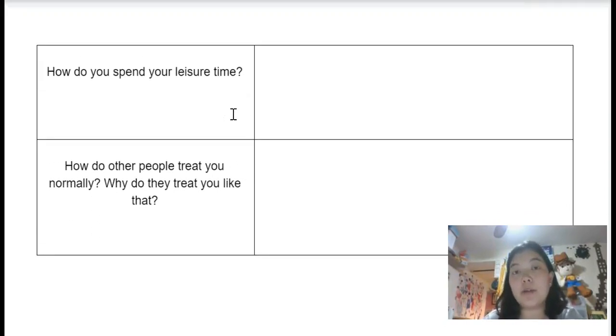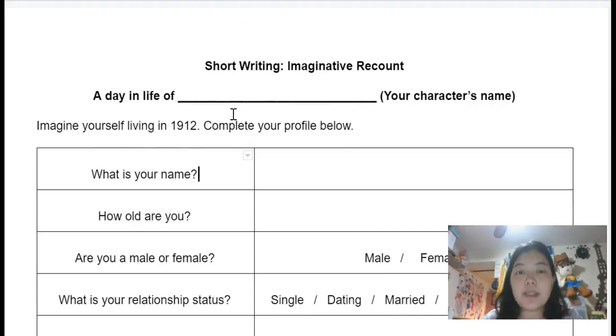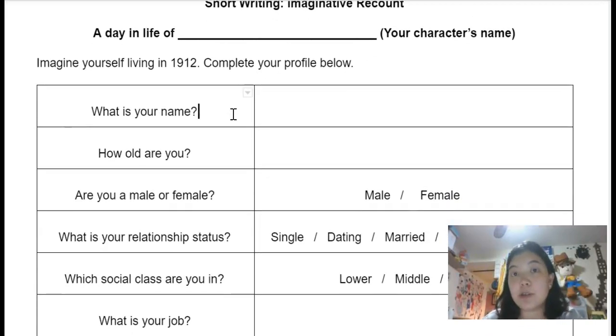You can also share about your leisure time. What would you do? If you're upper class person, do you play golf? Do you socialize? If you're a lower class person, how would you spend your leisure time? And then you can also explain how others treat you. Okay, so I believe after filling this very detailed character profile, you will have a very strong understanding of your own character, own role.